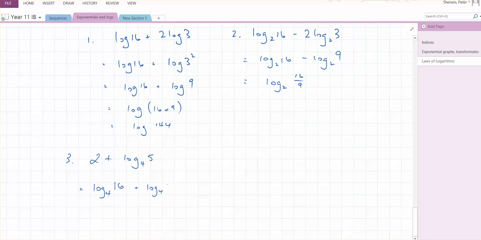Plus log base 4 of 5. Now I can bring in log law 1, which is that multiplication law. Log base 4 of 16 times 5 is 80. So I've written that as a single log. Okay.